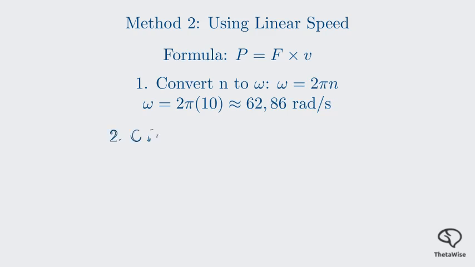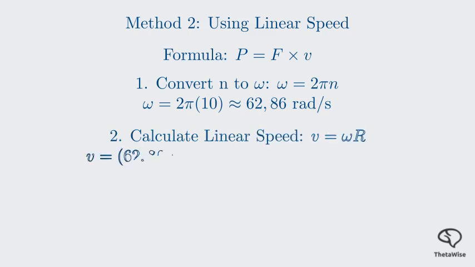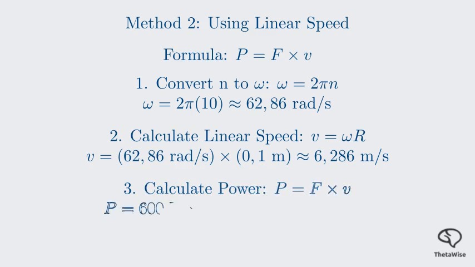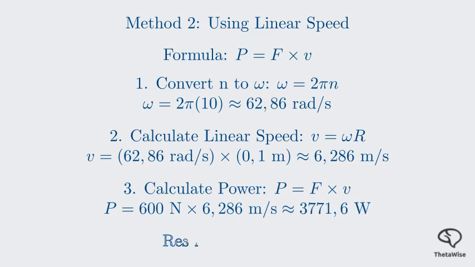Step 2 is to calculate the linear speed. V equals omega times r. So V equals 62.86 radians per second times 0.1 meters. This gives a linear speed of approximately 6.286 meters per second. Step 3 is to calculate power. P equals 600 newtons times 6.286 meters per second. This gives a power of approximately 3771.6 watts. Notice that both methods give us the same result, approximately 3771 watts. This confirms our calculation.